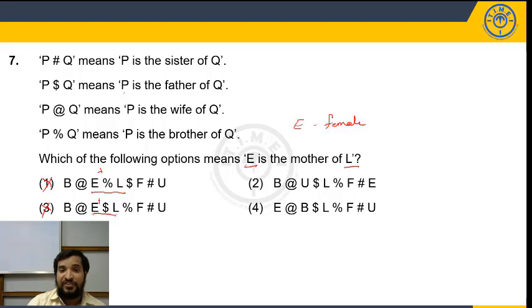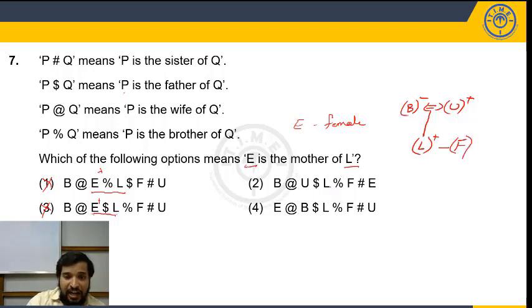Now we'll draw the diagram for choice 2. What is it? B at the rate U. At the rate means wife. That is, B is the wife of U. That is, B and U are the couple and U is a male person. U dollar L. Dollar means father. So U is the father of L. That is, L is the child of B and U. I don't know the gender of L. Next, L percentile F. Percentile means L is the brother of F.